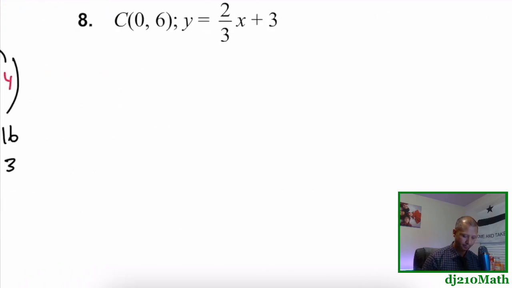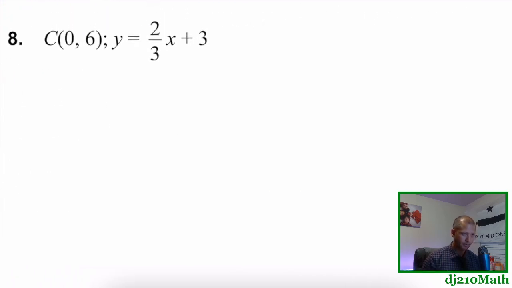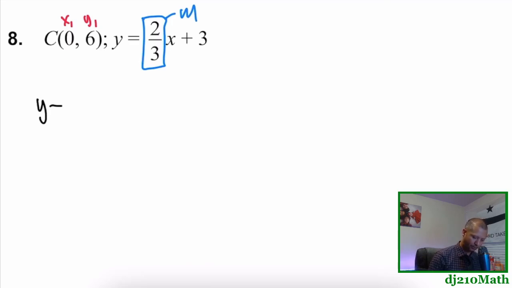Number 8. Y is equal to mx plus b, so that's the form that it's in. So right away, x1, y1, and the slope is 2/3. All right, finding the parallel line, we say y minus y1. So y1 is 6 equals, same slope because we want parallel, 2/3 times x minus x1, which is 0.